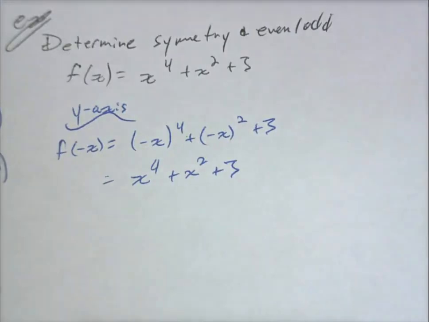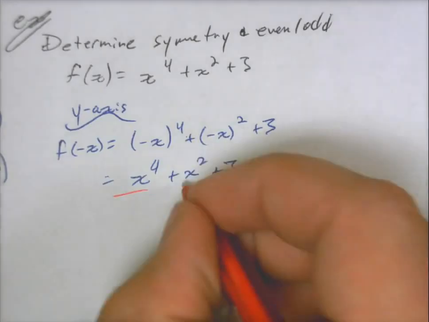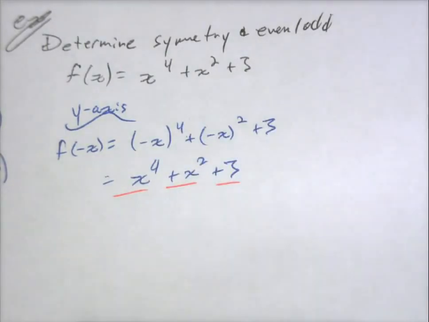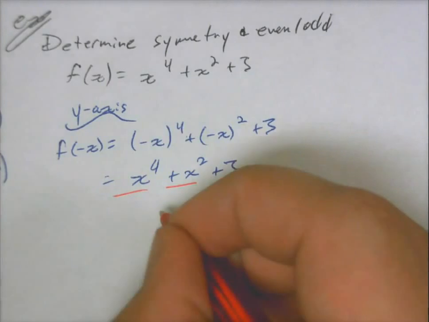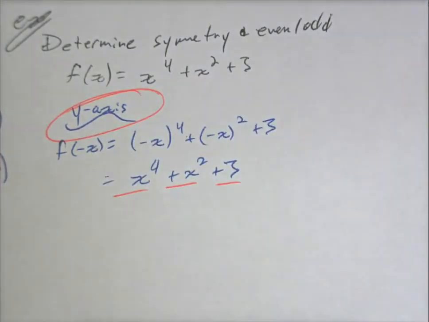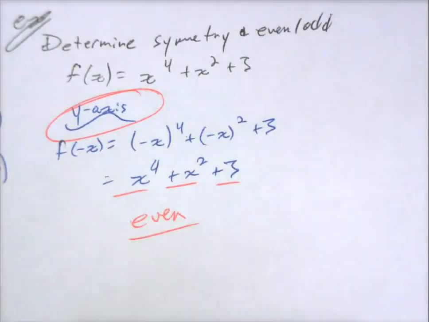So check it out. This sign is the same. X to the fourth, the same. This is the same. This is the same from both of them. So since they are all the same, that means we do indeed have y-axis symmetry. So y-axis symmetry is good. If it is y-axis symmetry, that also means it is an even function.